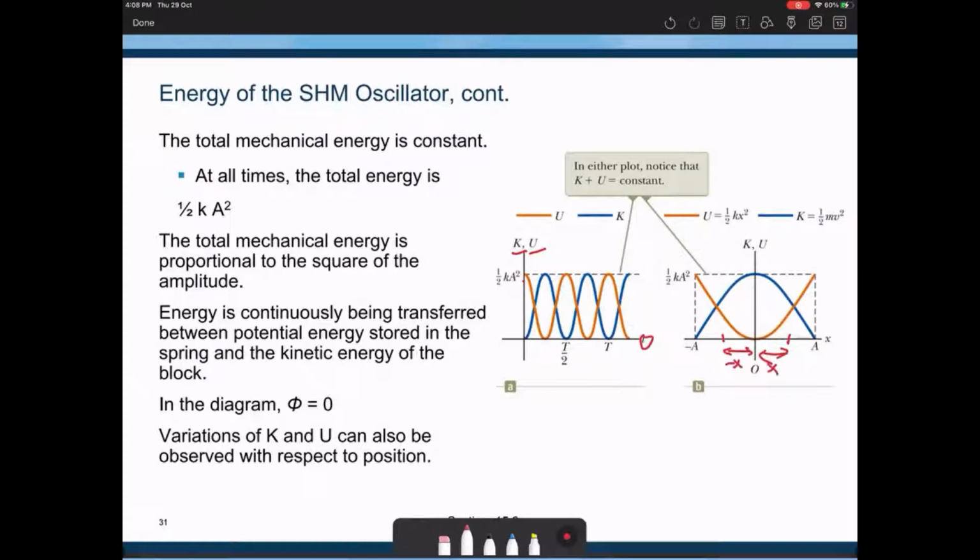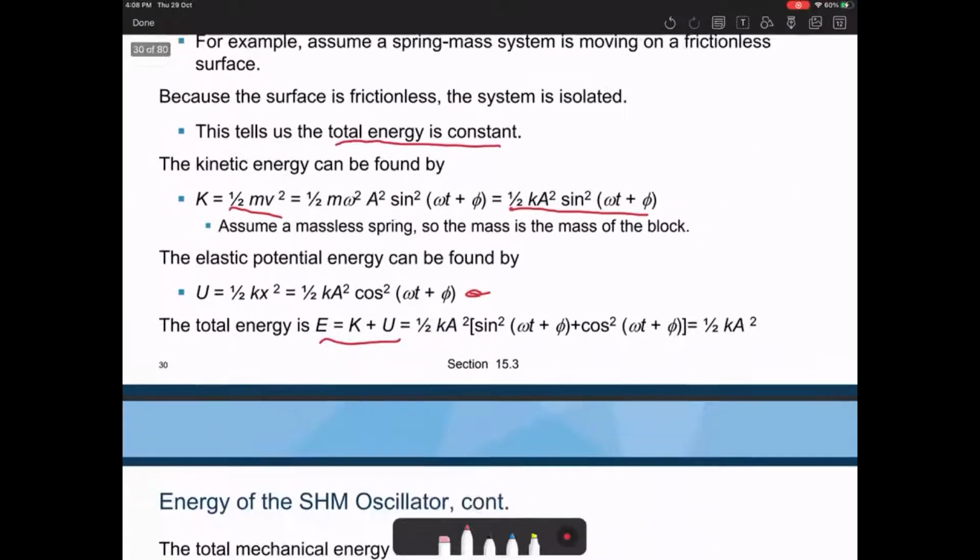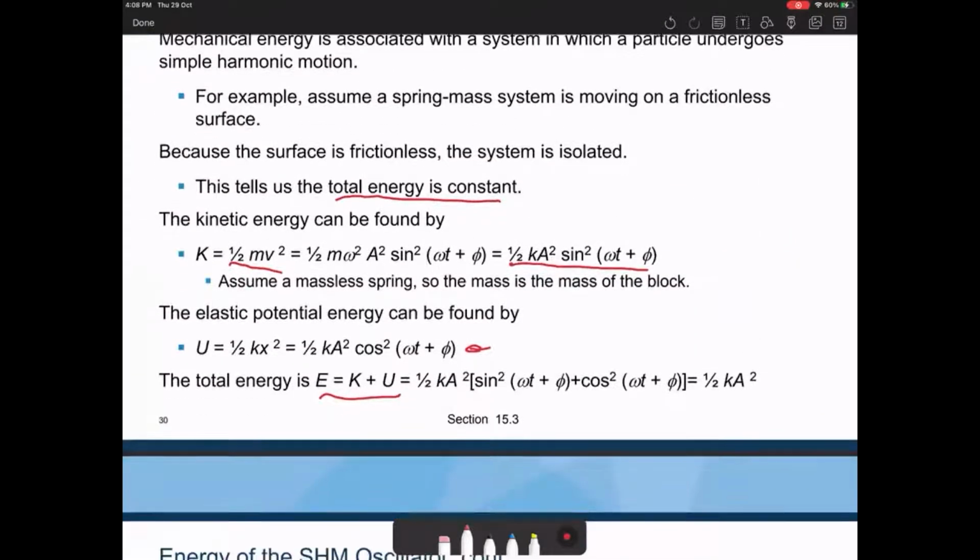They may be displaced from the equilibrium point, which is at 0. When the particle is at the equilibrium point, elastic potential energy should be 0. But you have a maximum kinetic energy. Similarly, at the extremes, the elastic potential energy would be maximum, but no motion exists, so kinetic energy is 0. The two functions can be obtained from the equations above.